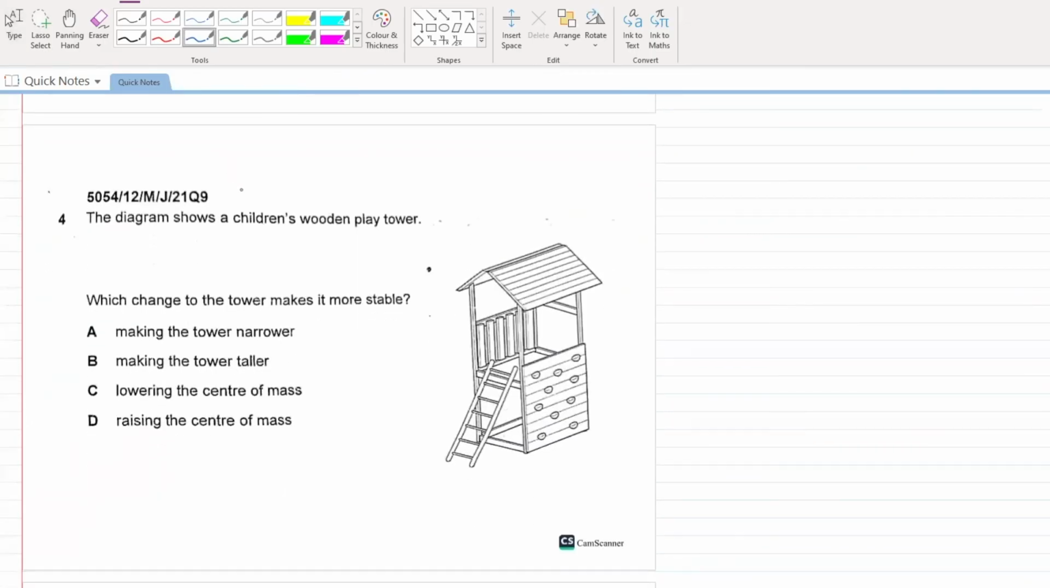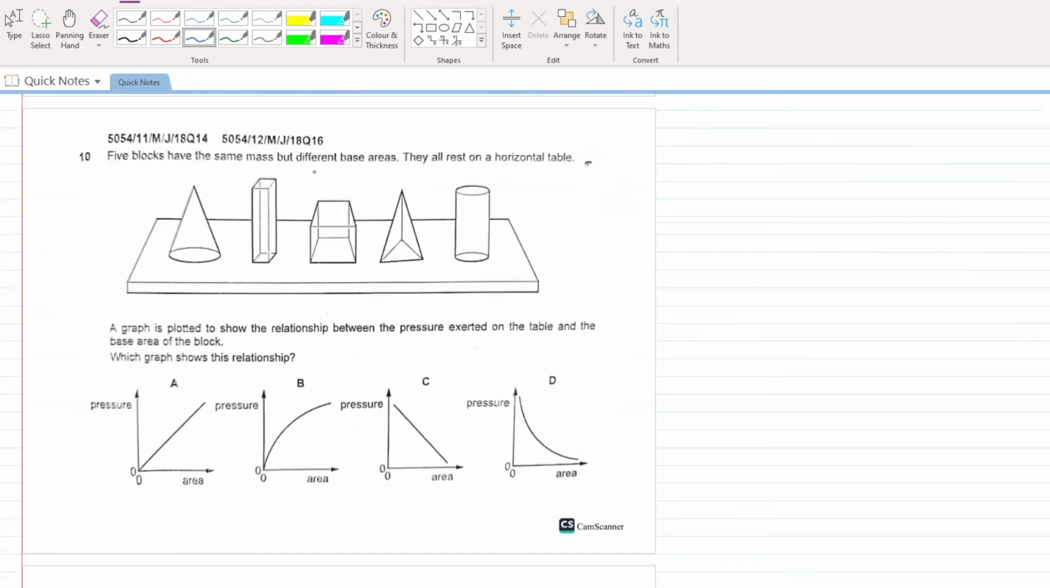The diagram shows the children's wooden play tower. Which change to the tower makes it more stable? Making the tower narrower, making the tower taller, lowering the center of mass. Simple. Five blocks have the same mass but different base areas. Okay, they all rest on a horizontal table. A graph is plotted to show the relationship between pressure exerted on the table and the base area.